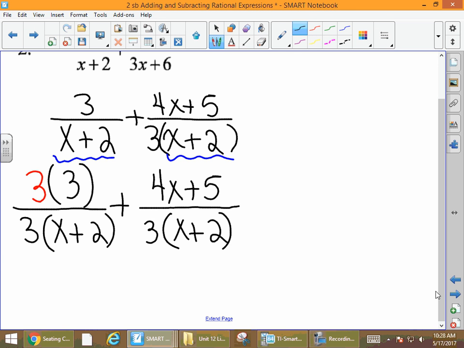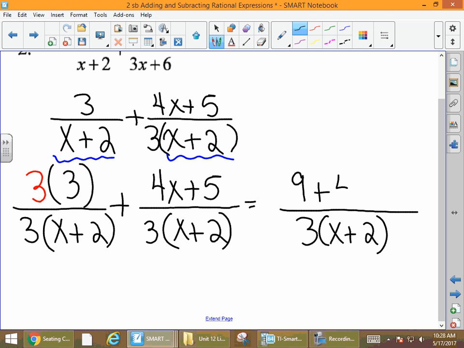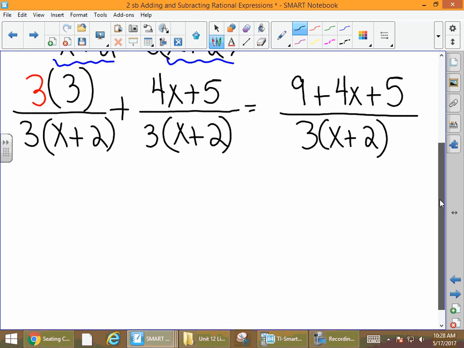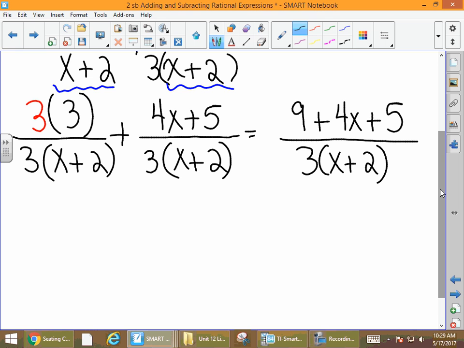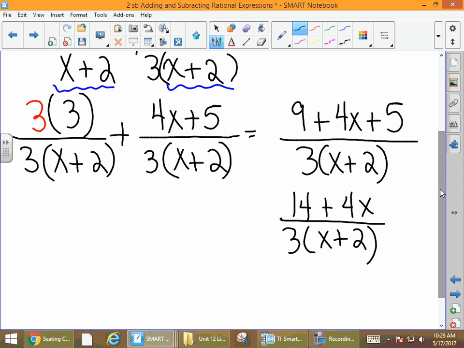And now we can combine these. We can add these fractions together. Remember, when we add them, we don't do anything to the denominator. We're going to leave it as 3 times the quantity of x plus 2. We go back here. 3 times 3 is 9, plus 4x plus 5. And then we look and see if we have any like terms. Well, 9 plus 5 is 14, plus 4x, divided by 3 times x plus 2. And the question at this point is, are we done?